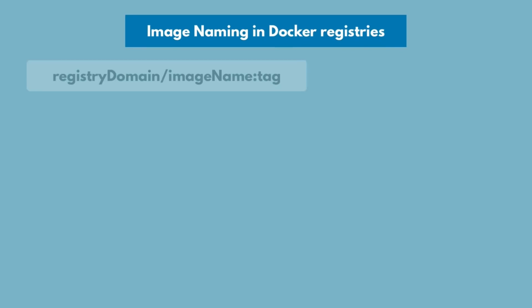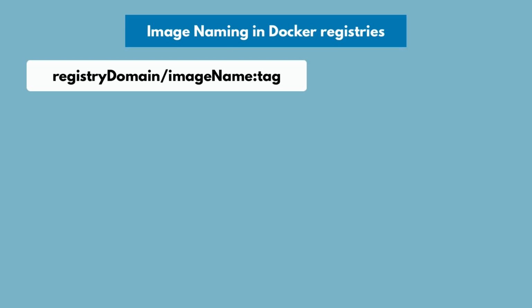So this is the naming in Docker registries. This is how it works. The first part of the image name, the image full name, is the registry domain. So that is the host, port, etc., then / repository or image name and the tag.